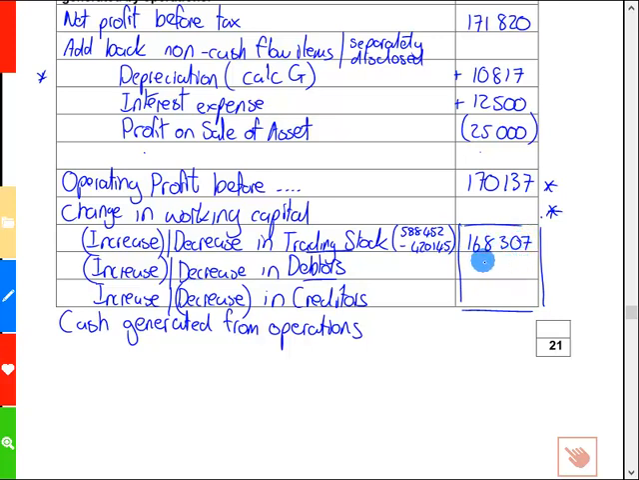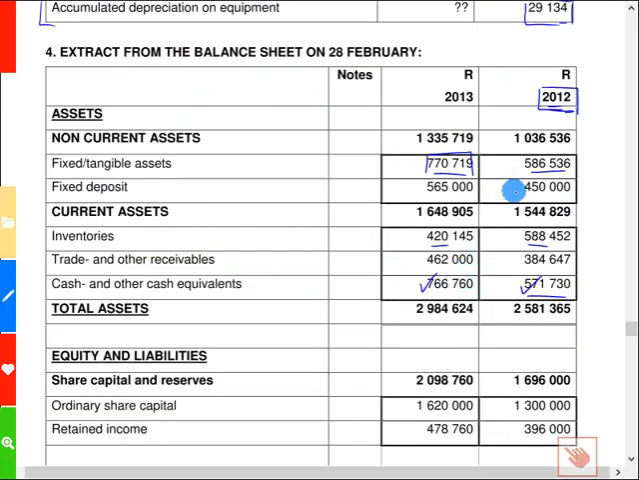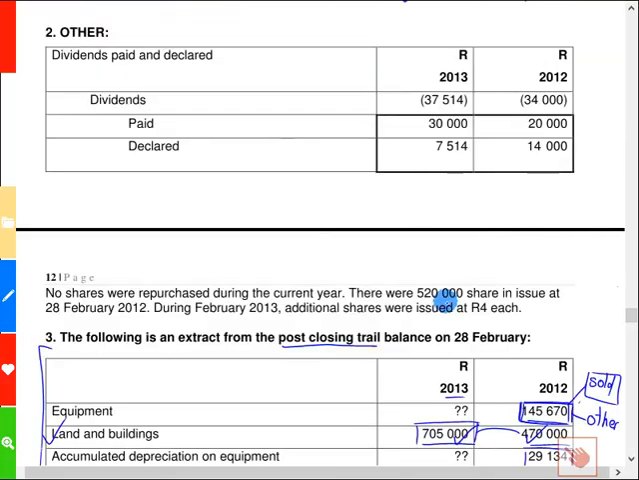Okay, this is again money for jam. Easy marks. Simply take last year's figures and this year's figure, compare them, see if it was an increase and decrease, calculate the difference, and fill in correctly inflow or outflow. Debtors. Let's have a look at this one. Right, so we dealt with inventories. Trade and other receivables. They've gone from 384 to 462. But now we need to look at the note, and you'll see why.